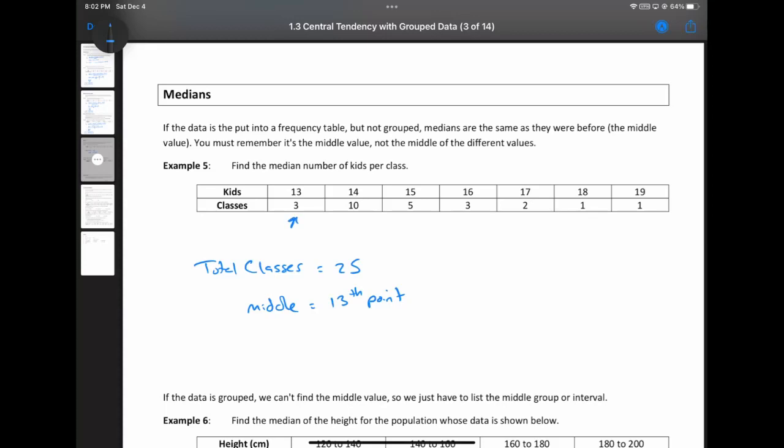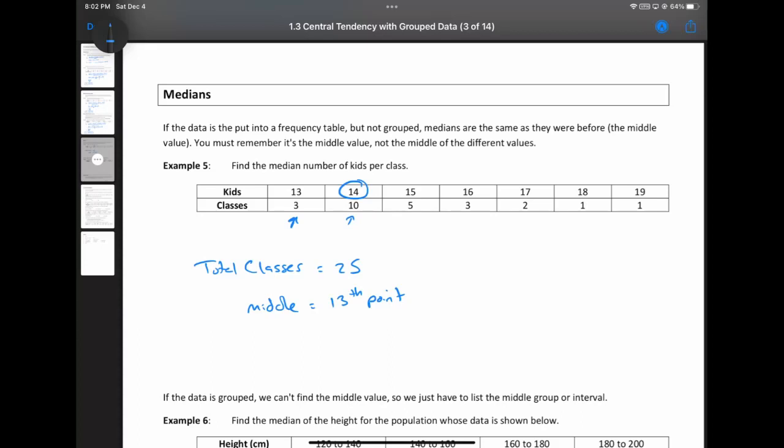13 will be the first 3 numbers. The next 10 will be 14s. That means that the 13th number, the first 3 are 13s, the next 10, so the 4th through 13th are all 14. That means that 14 is going to be our median.